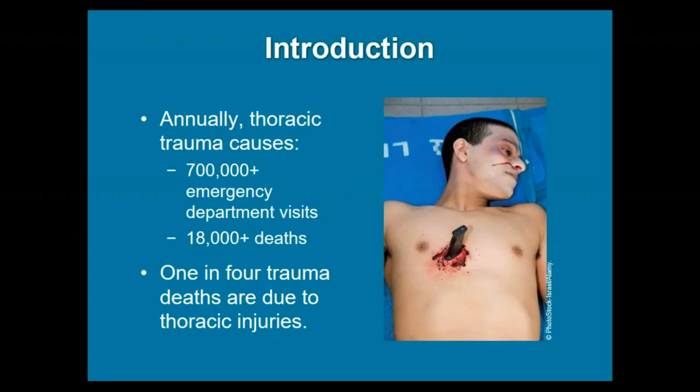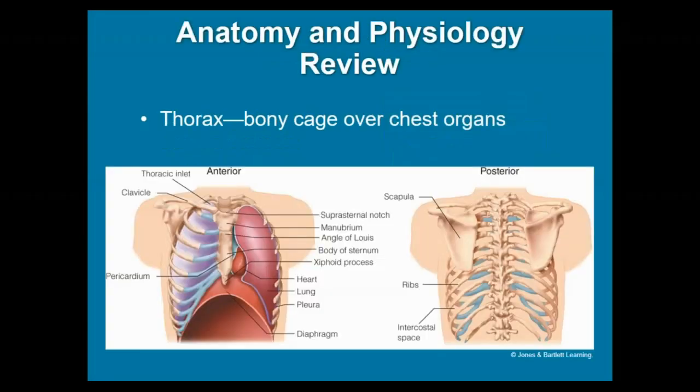Okay, as you can see, chest trauma, over 700,000 emergency department visits a year, 18,000 plus deaths. So that's like 25% of the deaths in trauma are thoracic injuries. It's a pretty significant number. There's the outside of the chest, the inside of the chest. Remember, when you're assessing a chest trauma patient, to assess the anterior and the posterior, that includes inspect, auscultate, palpate, the whole nine yards. That's what it takes to assess a chest.